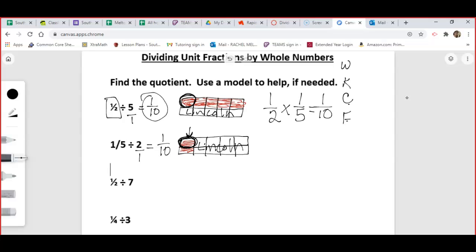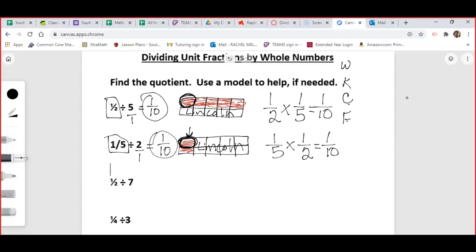We keep the first number, so 1/5. We change to multiplication, and we flip our reciprocal. So what, everybody, is the flip of 2 over 1? 1/2. 1/2, 1 over 2, right? Then everybody, what's 5 times 2? 10. Okay, so we got the same answer.